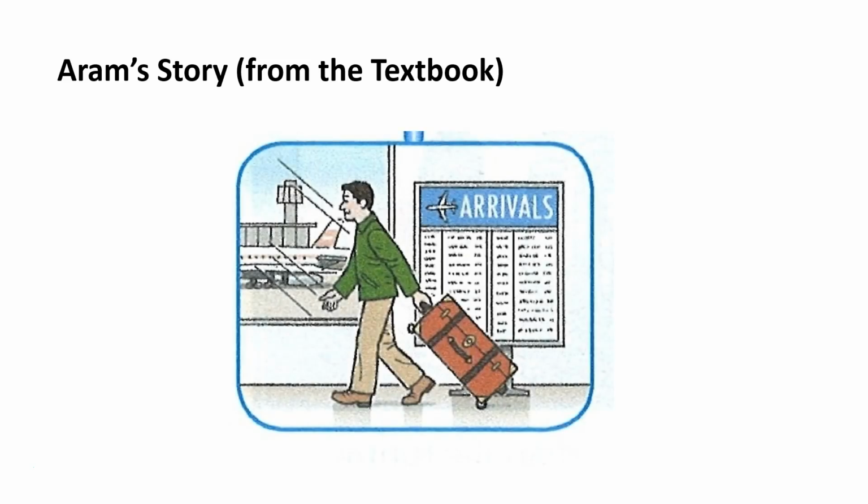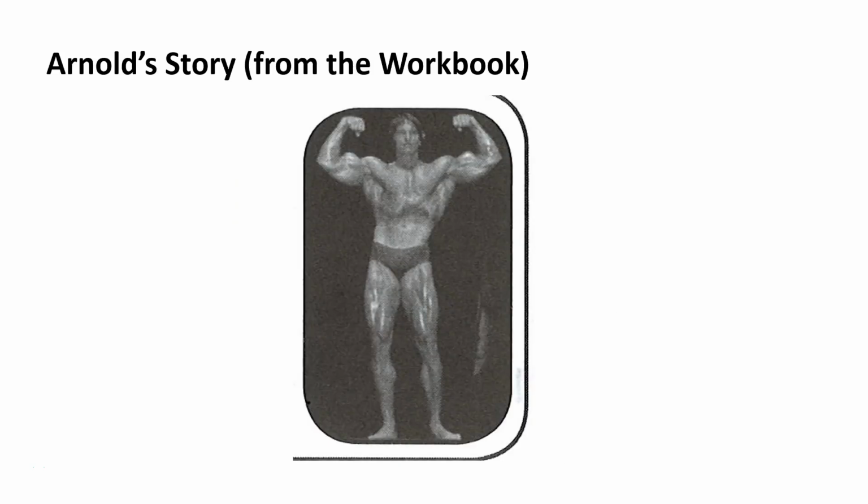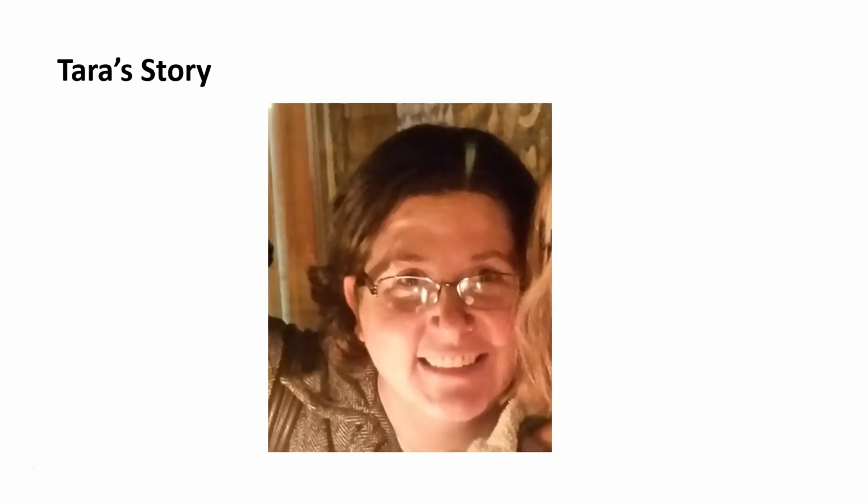The first example is Aram. Aram's story from the textbook, if you remember, is about this man who moves to the US. Then we have Arnold's story. This is Arnold Schwarzenegger. That will be one of our examples. And the last example is this familiar person. It will be a story from myself. Let's start. Part 1 of this presentation talks about the word in. Part 2 talks about the word later, and Part 3 talks about ago.